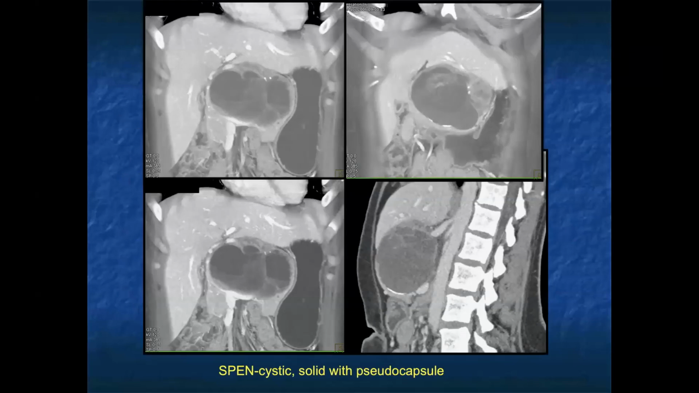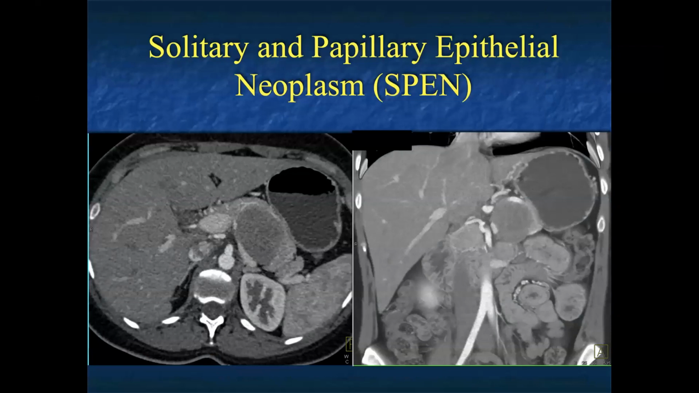But let me just show you some examples. Here's a large SPEN tumor. It's cystic and solid. There's wall thickening. You can consider MCN, a number of things you can consider, but the patient was very young, so it's not that hard. Here's another one that's more problematic.